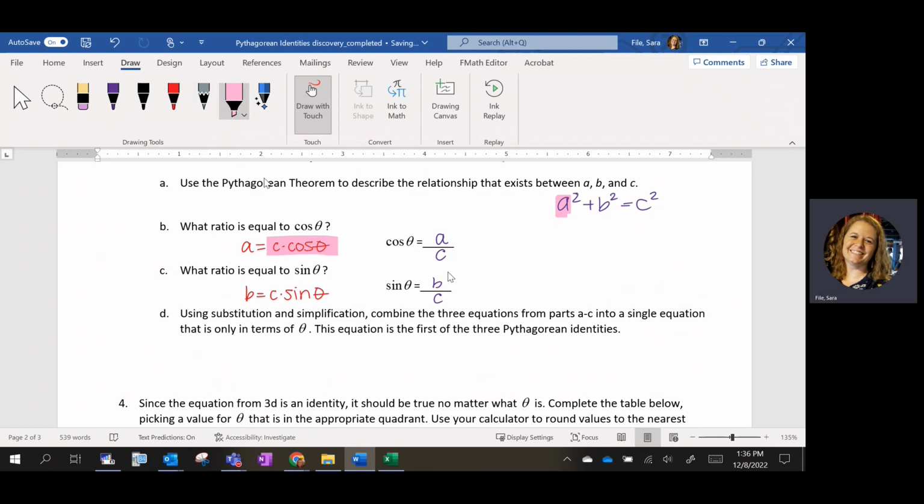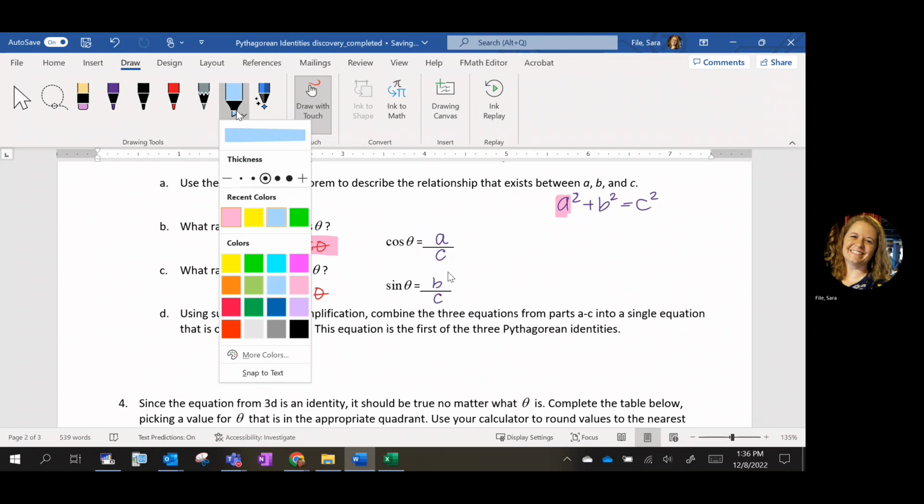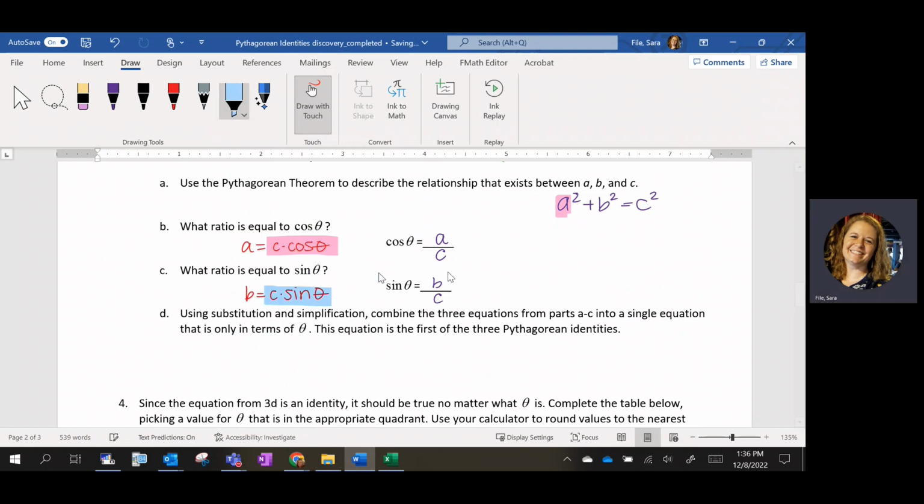So then I can make the substitution for B. This is the equivalent of B. So then this would become C times cosine of theta, squared. And make the substitution for B, it would become C times sine of theta, squared, equals C squared. So that's the substitution portion. I'll go ahead and highlight here what I substituted.